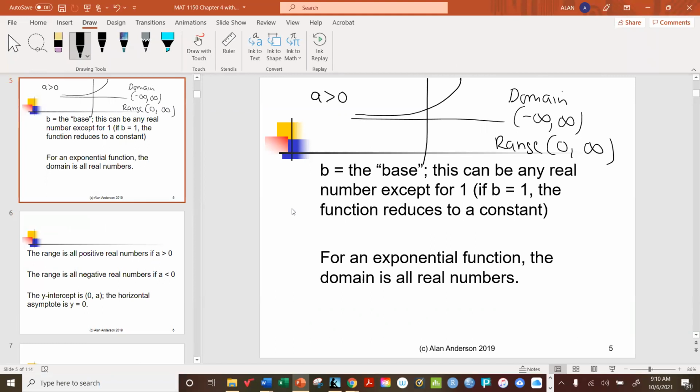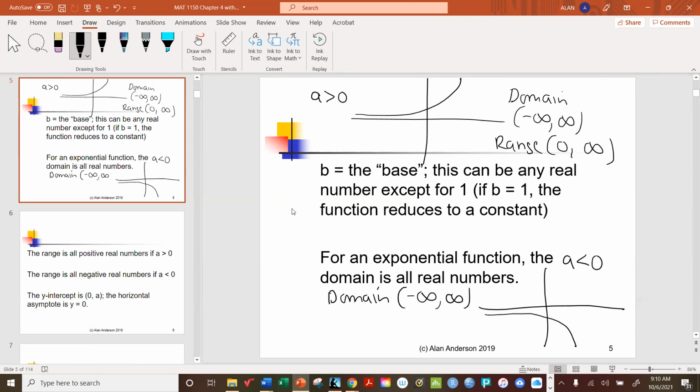If not, let's see if I can squeeze this in here. It'll look more like that. And then the domain is still all the reals, but the range will start with 0. Well, actually, it starts at negative infinity. It goes up to, but not quite reaches 0. So in other words, these two are mirror images of each other. In both cases, though, 0 is not part of the function.